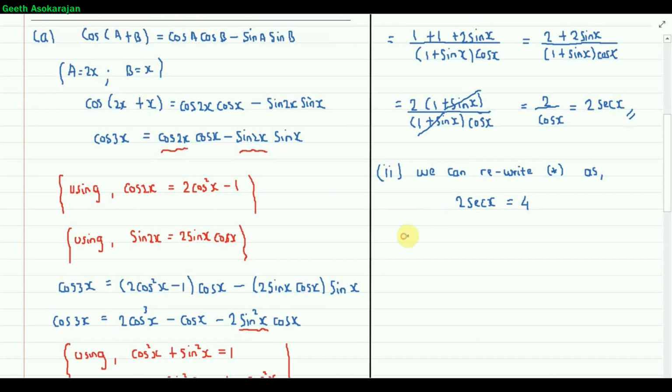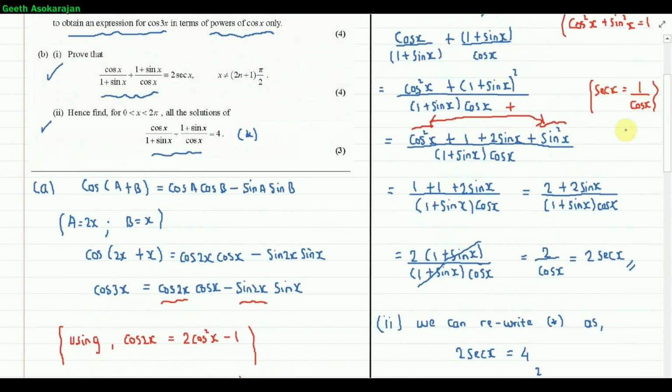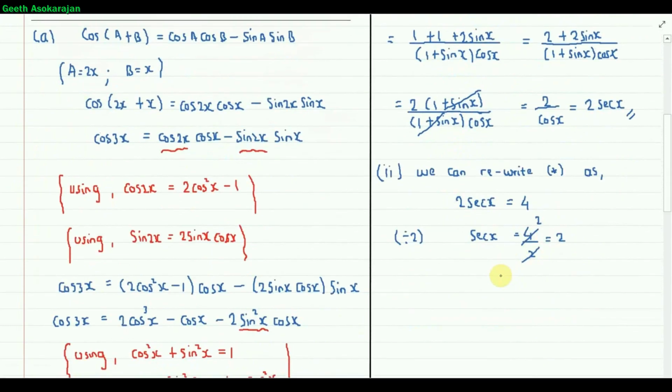Now let's divide both sides by 2 to give me sec x, that is 4 divided by 2, which is 2. And bearing in mind that sec is the reciprocal of cos, so let's follow through. So I'm going to write the left as 1 over cos x is equal to 2, which implies that cos x is half.